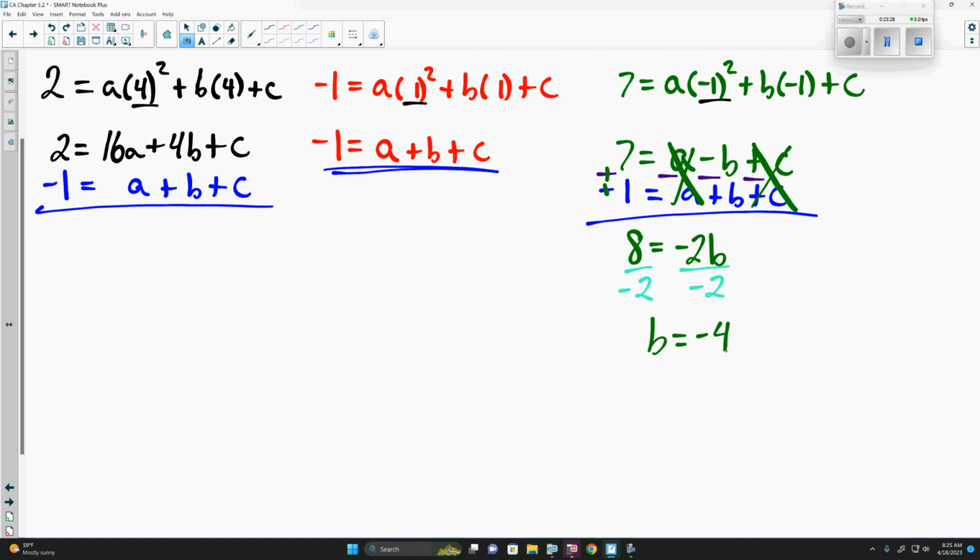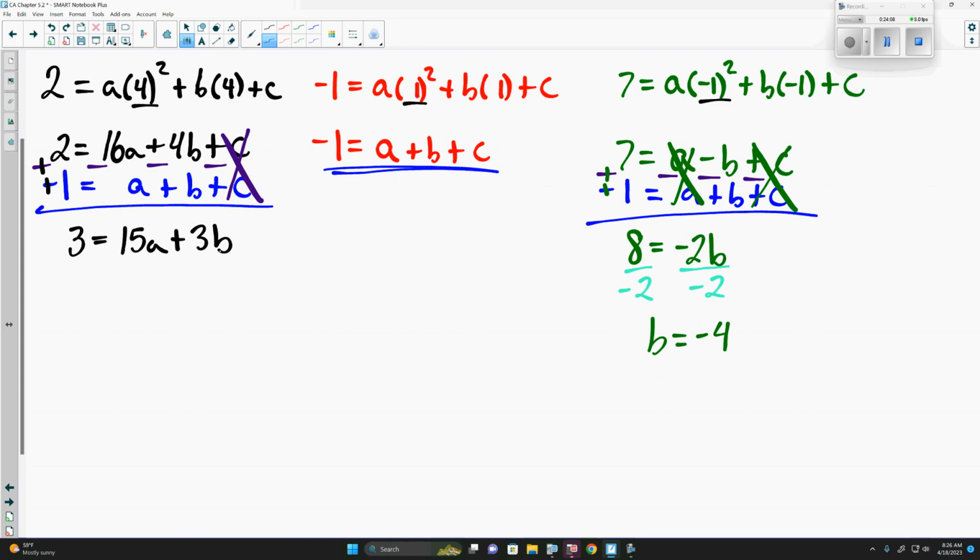Now we can do the same thing over here. Since the c's have the same sign, we will subtract because c minus c is indeed 0. Now if we start from the left, 2 minus negative 1, the negative and negative would make a plus, so 2 plus 1 is 3. 16a minus a is 15a. And 4b minus b is plus 3b. Any questions on this here?